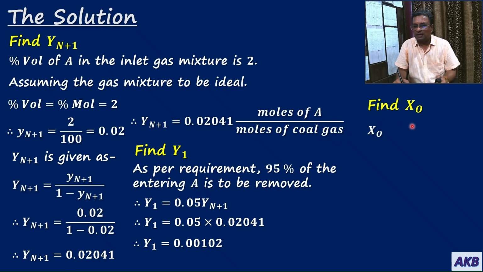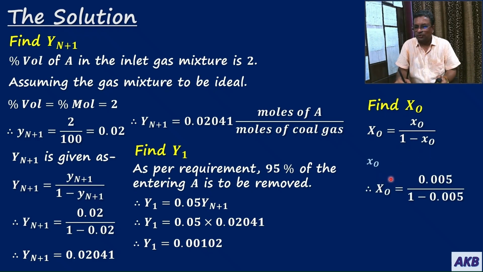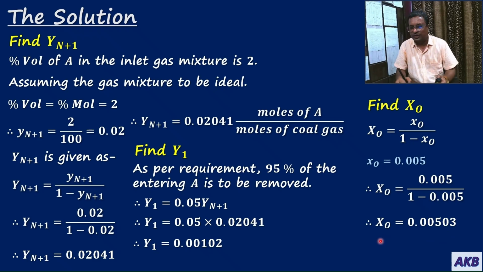Then we have to get capital X0. Capital X0 is small x0 upon 1 minus small x0, and small x0 is given to us, it is 0.005. So capital X0 will be equal to 0.005 divided by 1 minus 0.005. That gives us capital X0 as 0.00503. So in this way, we get capital X0.